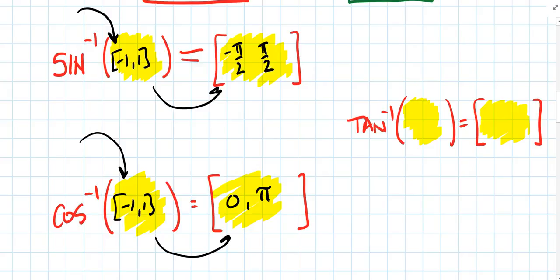For tangent, you can plug whatever you want into the tangent function, any real angle that you want, but you're going to be bounded by the same bound as the sine on the output, which is negative pi over 2 to positive pi over 2. So this is just helpful in thinking about it when we go to actually solve some of these.